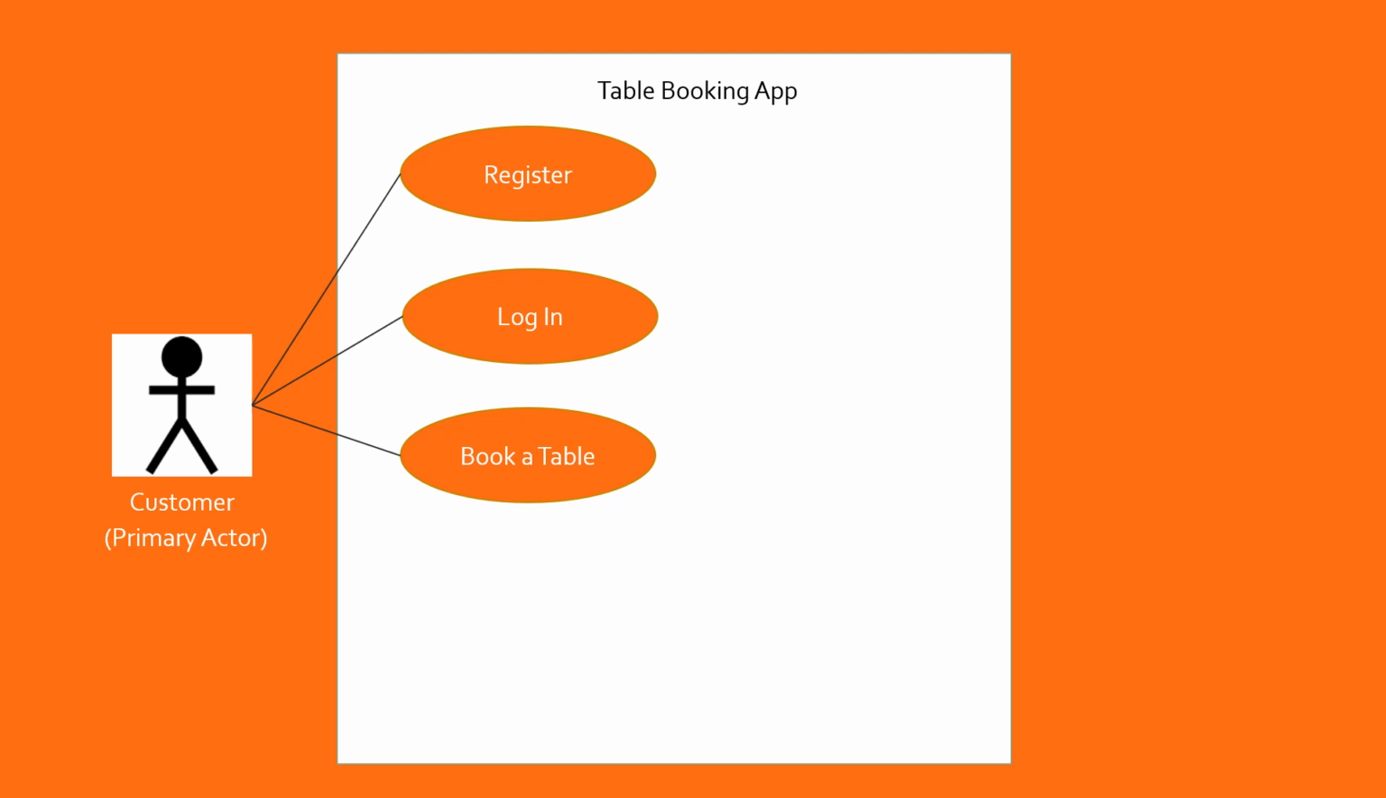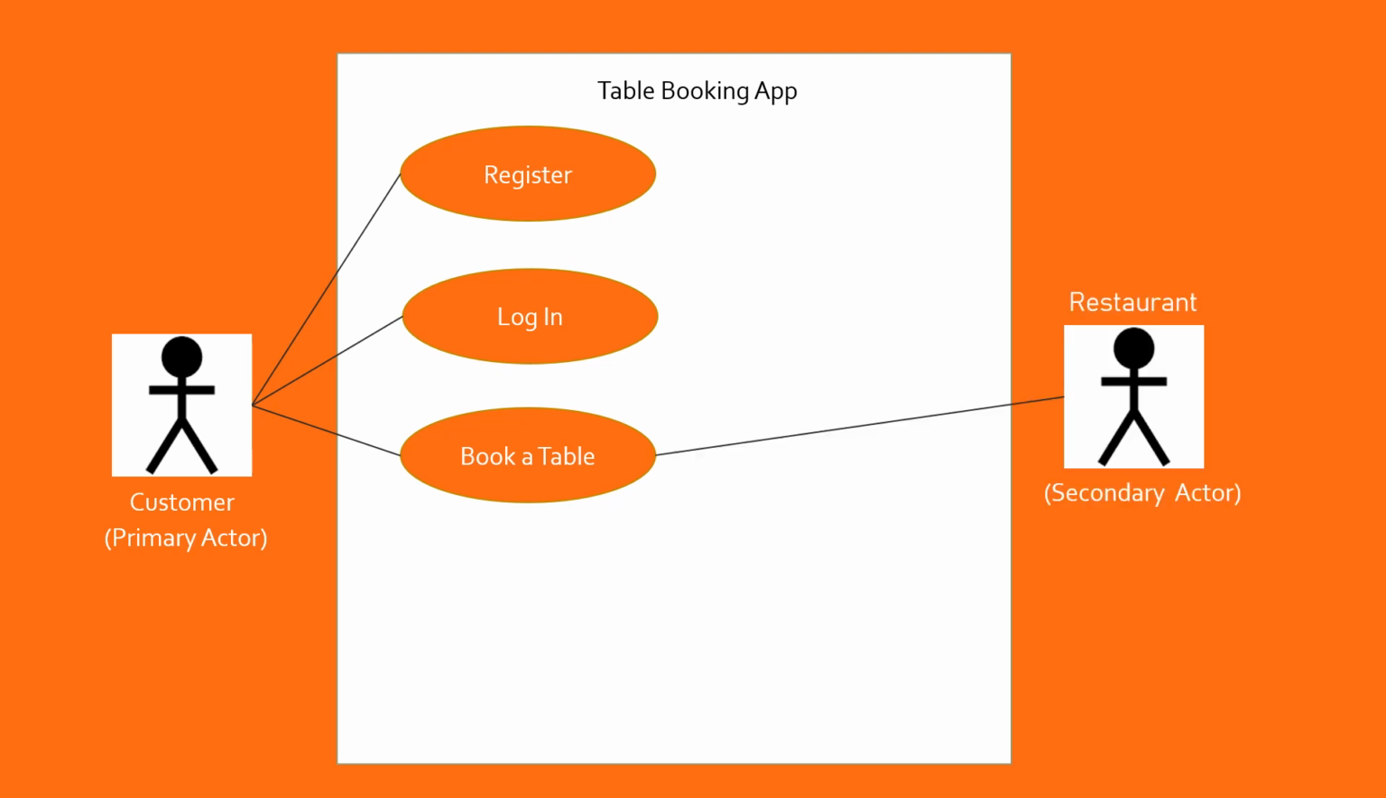Now, once the customer has booked the table, the restaurant needs to be notified and the table needs to be blocked. This is represented by the restaurant as a secondary actor and adding an association, which is a straight line between the restaurant and the book table use case.